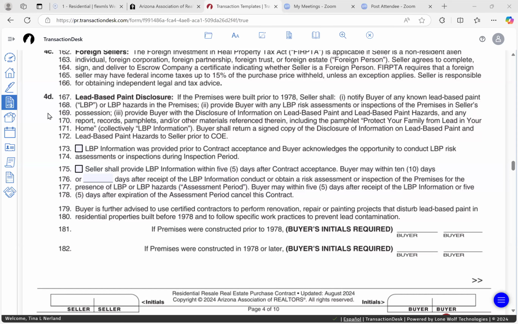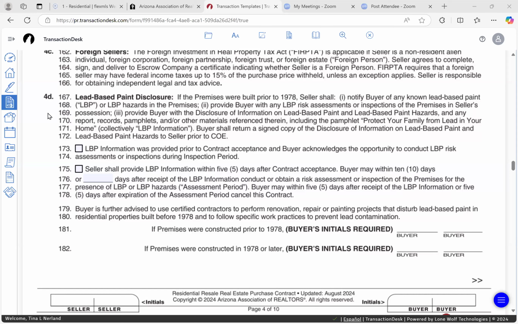If it did not happen, then you check 175, the seller shall provide lead-based paint information within 5 days after contract acceptance. This is another timeline. So 5 days after contract acceptance. The buyer may, within 10 days after receipt of the lead-based paint information, conduct or obtain a risk assessment or inspection of the premises for the presence of lead-based paint or lead-based paint hazards, the assessment period. Buyer shall have 5 days after receipt of this document or 5 days after expiration of the assessment period to cancel the contract.